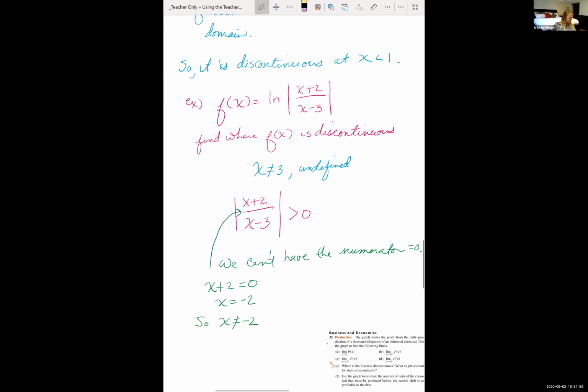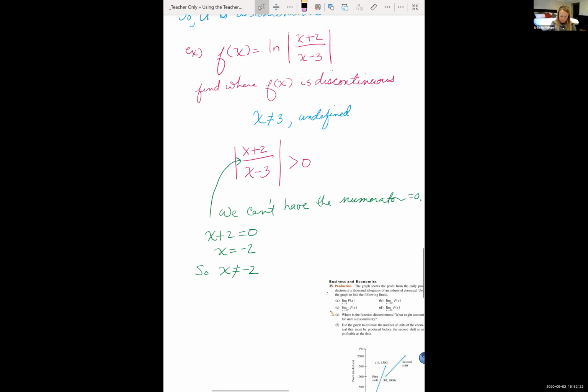Let's go back to the directions. Find the values x equals a where the function is discontinuous. We found both of them. For each value of x, give the limit of the function as x approaches a. Okay, so I have a natural log, and we have two values we have to look at.